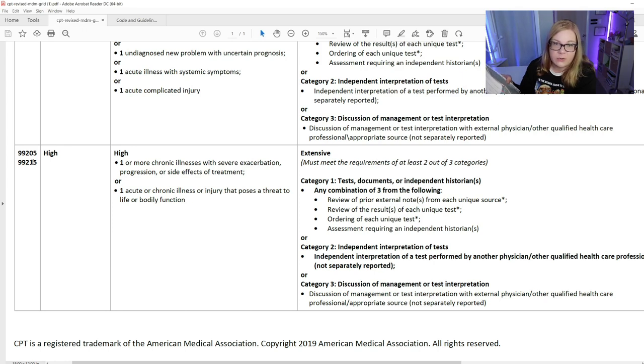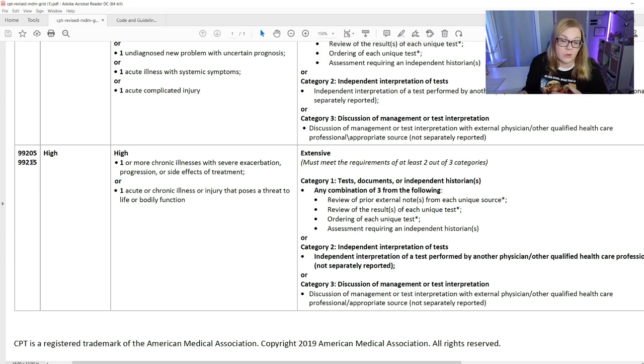So kind of going back to our peds versus peds cardiology. And they've not had services within the past 3 years. So if they are established, they have seen a provider in that group in that same specialty, subspecialty within the past 3 years. So that's our difference between our new versus our established patients.